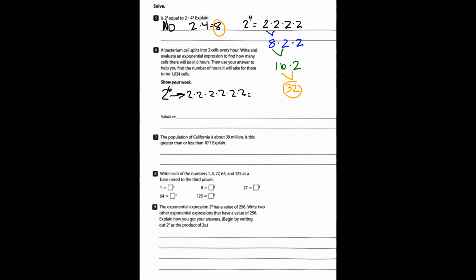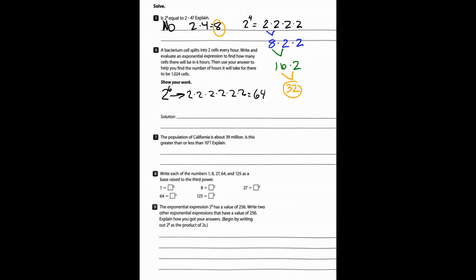And if you were to multiply all of that out, you would get 64. 2 times 2 is 4. 4 times 2 is 8. 8 times 2 is 16. 16 times 2 is 32. 32 times 2 is 64.